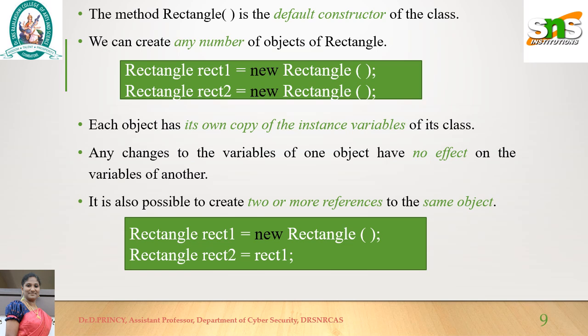So both are valid statements for creating an object. The method rectangle is the default constructor of the class. We can create any number of objects of the class rectangle. For example, rectangle rect1 = new rectangle(), rectangle rect2 = new rectangle(). So I'm creating two copies of the class rectangle. Any changes to the variables of one object have no effect on the variables of another. That is why the new operator is used to give a reference to the specific object. We can create any number of objects for a single class, but each object has its own values.